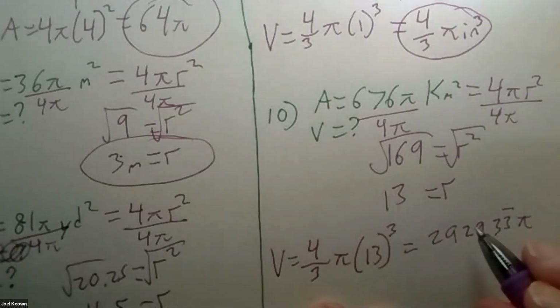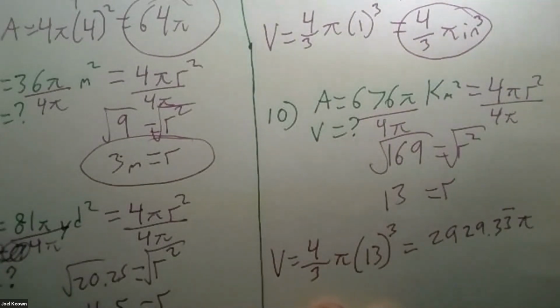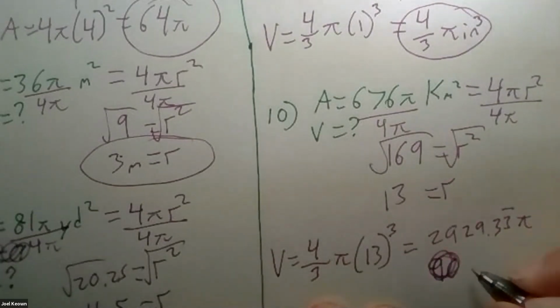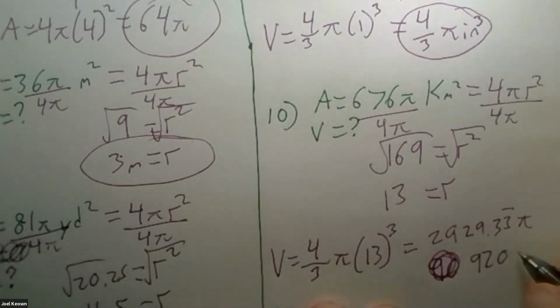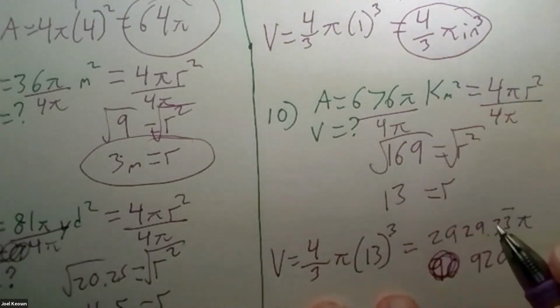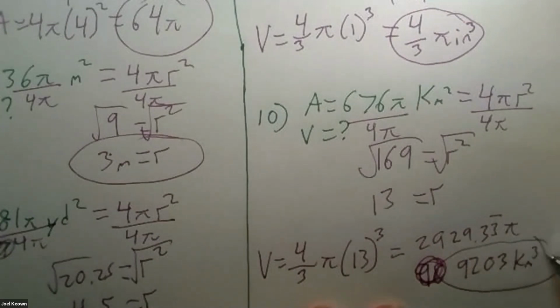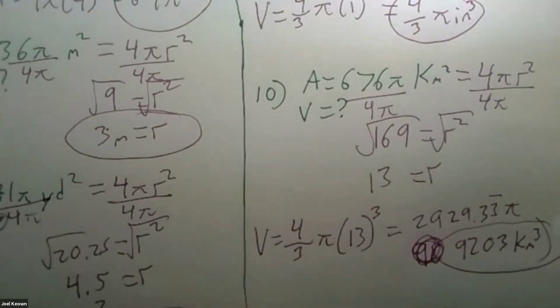So since that's a decimal, there's no real reason to leave this as pi, so I'm just going to go ahead and multiply it by pi now. If you wanted to leave your answer like that, that's fine. I'm going to change mine to 9203. I'll round to the nearest whole number. My units were kilometers, so this is kilometers cubed. There we go. And that is the end of that unit.